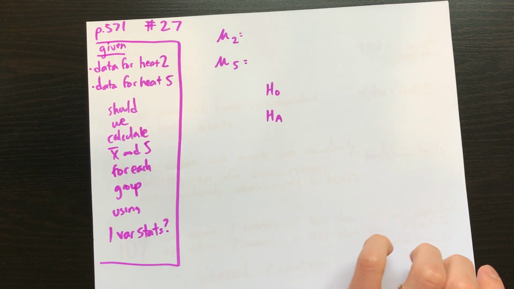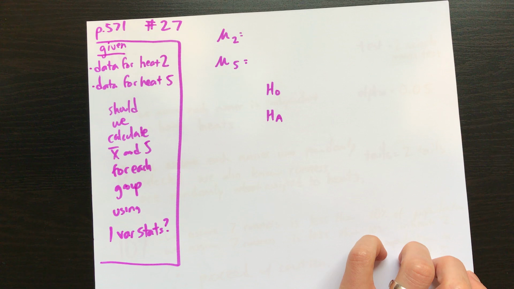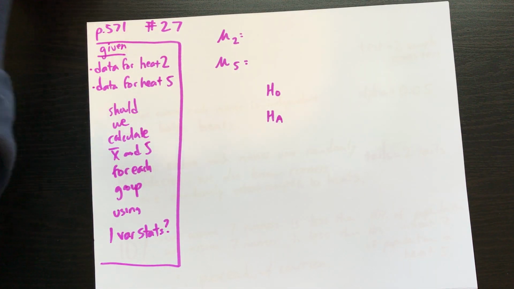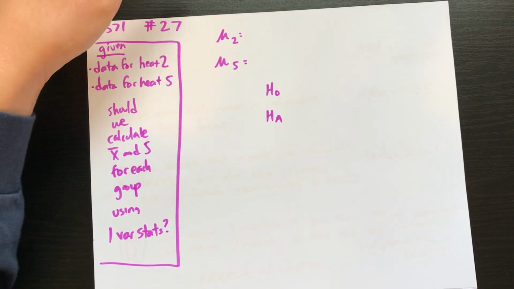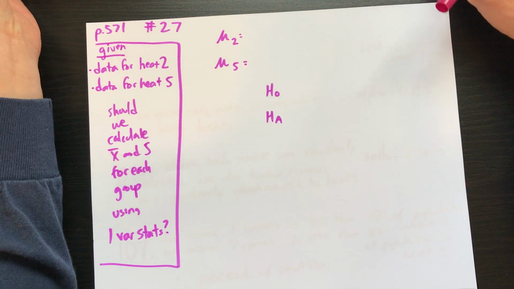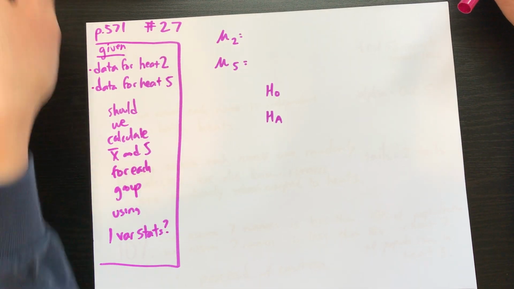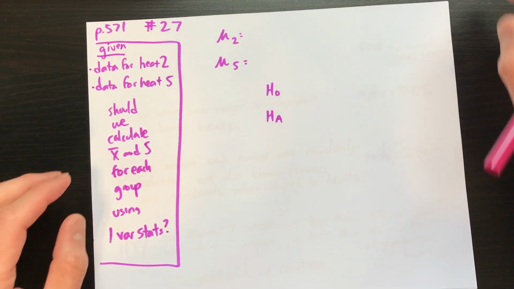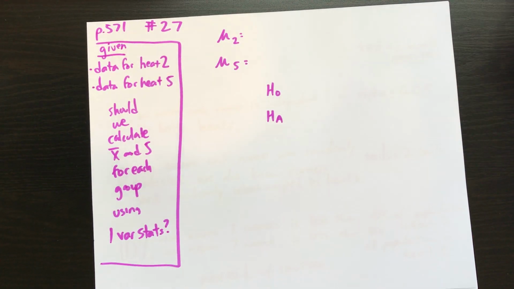Hey guys, this is number 27, continuation of Wednesday, day 3 of chapter 24. Number 27 is found on page 571, so go ahead and take a look at that. It's the one on the bottom of the page. Go ahead and pause the video and read through.